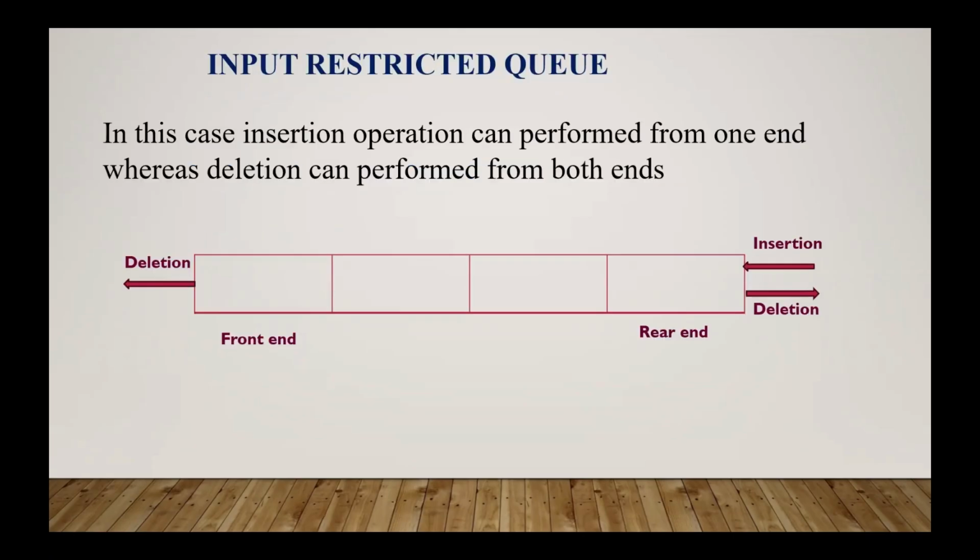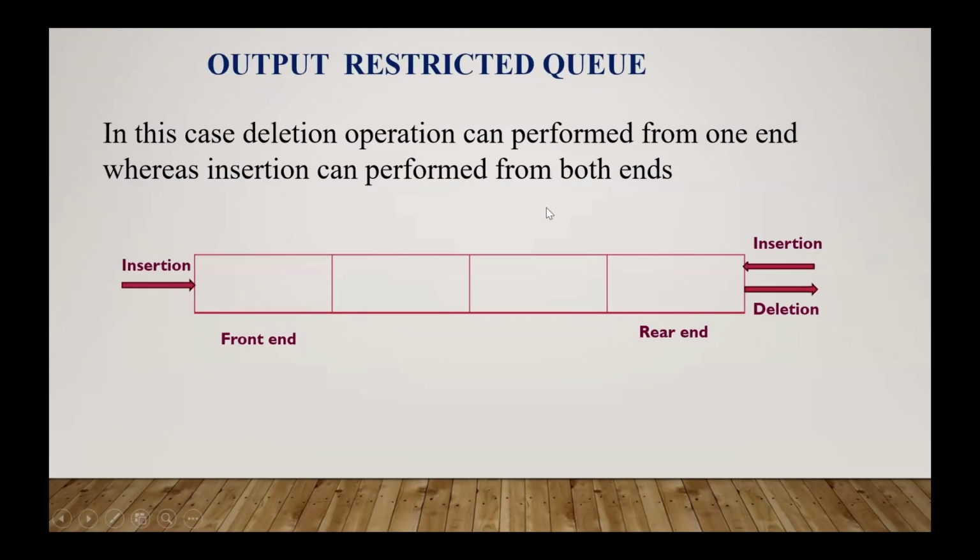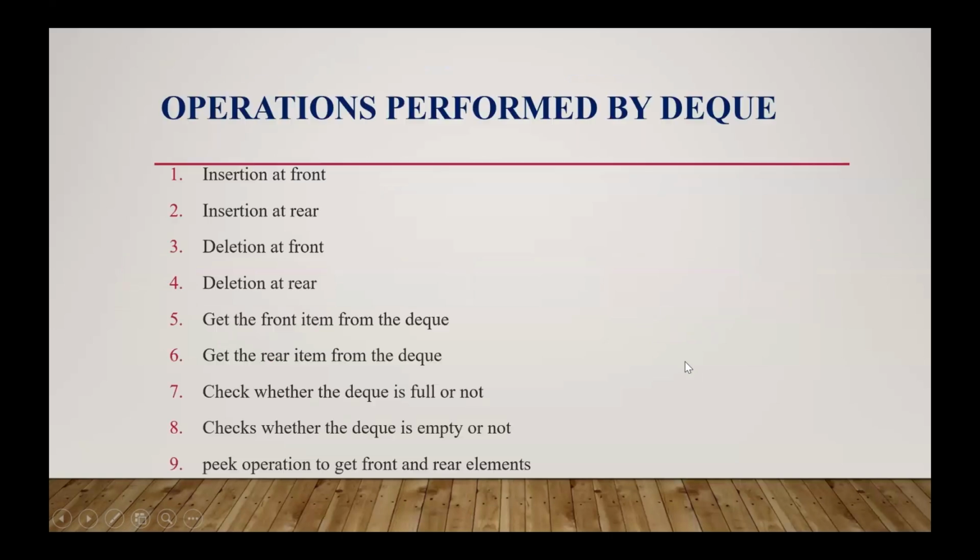So in input restricted, the insertion operation can be performed from one end, whereas deletion can be performed at both ends. Deletion can be possible from the rear end and from the front end, but insertion is possible from only one end. That's why it is called an input restricted queue. Then output restricted: in this case, the deletion operation can be performed from one end, whereas the insertion operation can be performed at both ends. So output, that is deletion, is restricted. Deletion is done from this end, but insertion can be performed at both the front end and the rear end. That's why it is called output restricted.